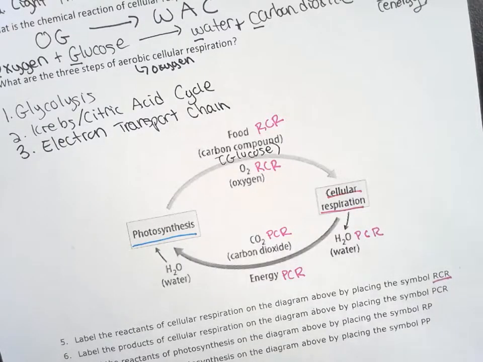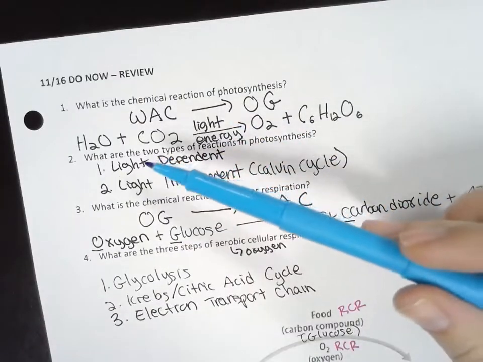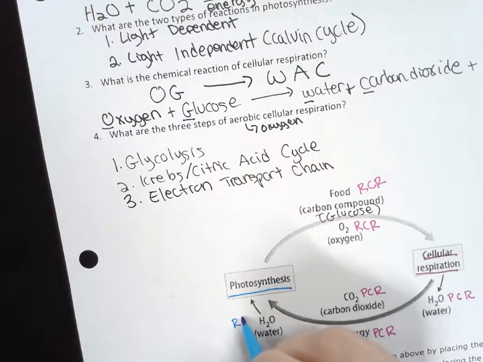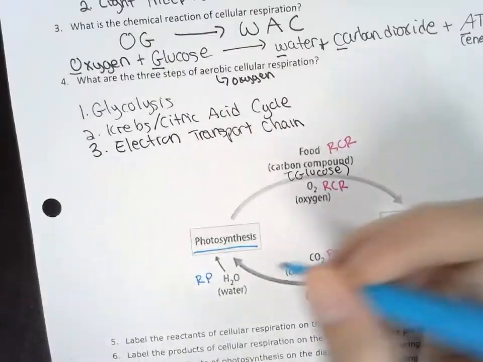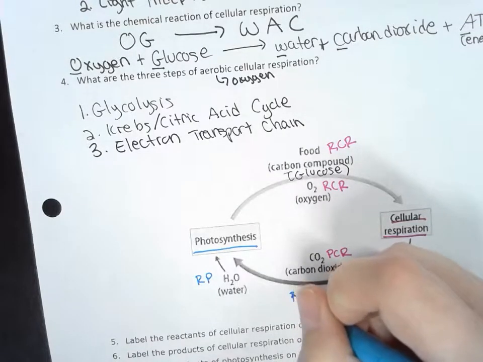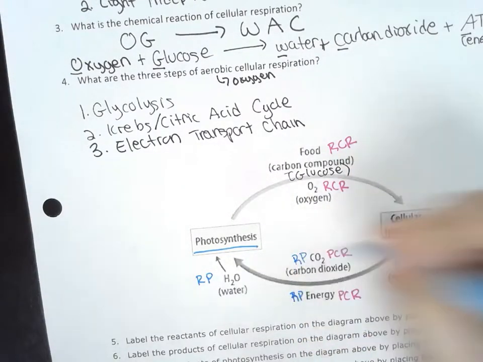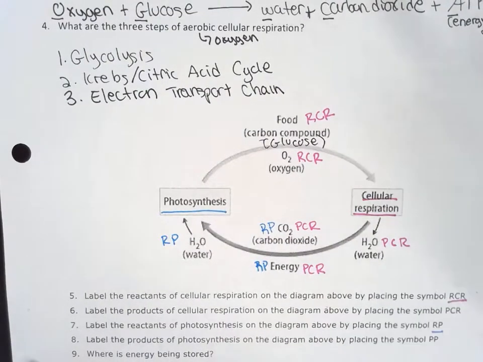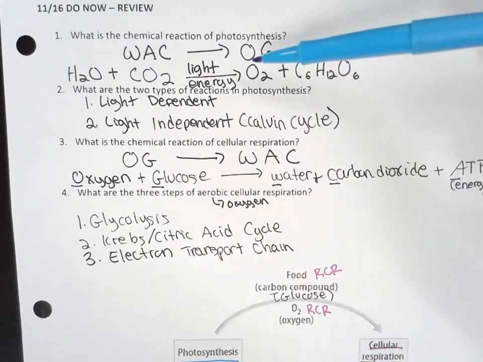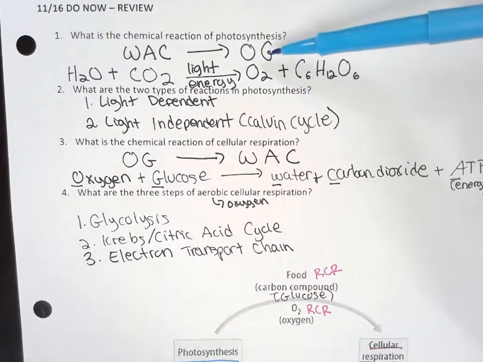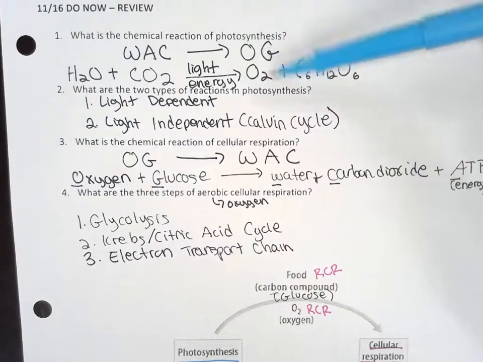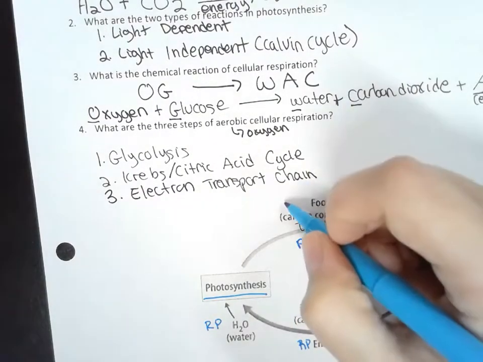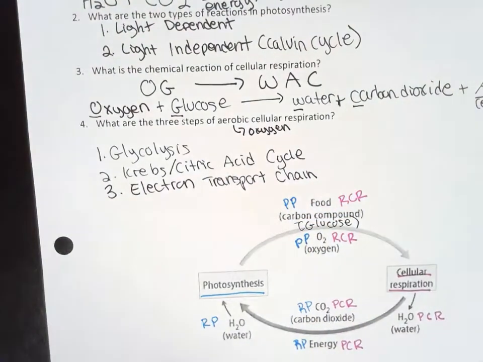So photosynthesis reactants, if I look in my equation, are WAC, so water, energy, and carbon dioxide. So I'm going to label them RP for reactant of photosynthesis. So that's water, energy, and carbon dioxide. My products of photosynthesis, I will label PP. I know what they are because if I look at my formula, I see OG. So remember, products are always to the right of the arrow. My products are oxygen and glucose, so I'm going to label oxygen product of photosynthesis, glucose as product of photosynthesis.